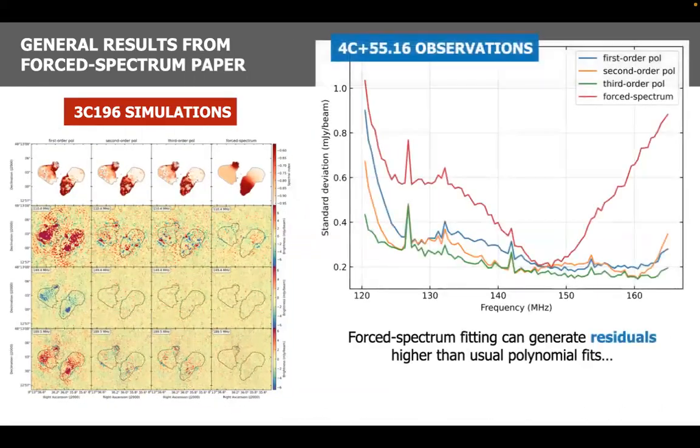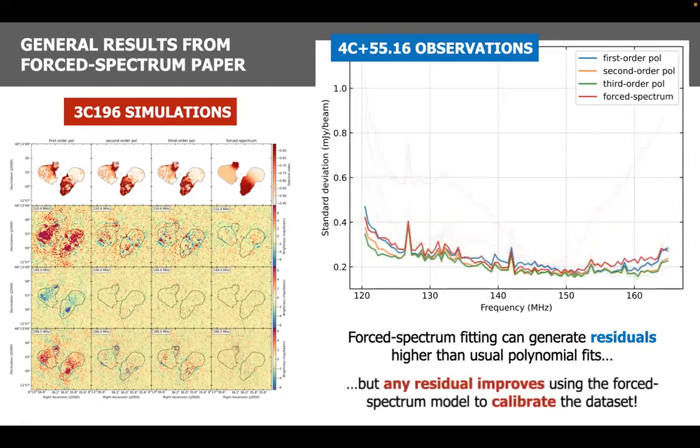And the same is true for observations. Well, actually, it wasn't the same at the beginning. If you use the force spectrum method on uncalibrated data, the residuals, which are the standard deviation over frequency, are quite a bit higher than with normal polynomial fitting. But when we use the output models to calibrate, we see an improvement of all the residuals. They became a bit more comparable to the normal linear polynomial fitting.